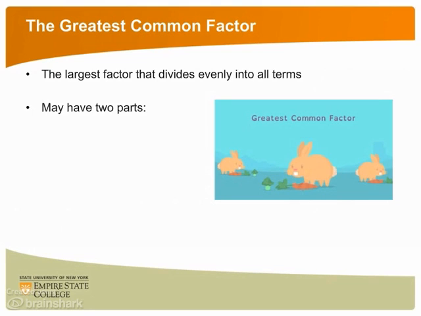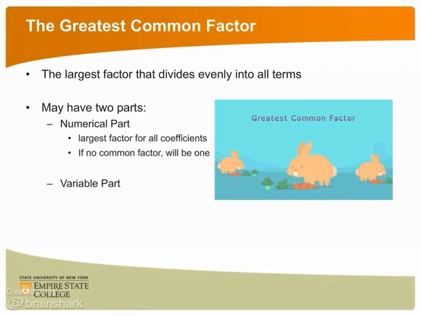Simply put, the greatest common factor is the largest combination that divides evenly into all the terms of the polynomial. It may have two parts, a numerical part and a variable part. The number part is the largest number that divides evenly into the coefficient for each term. If the coefficients have no common factors, don't forget that 1 is a factor of all numbers.